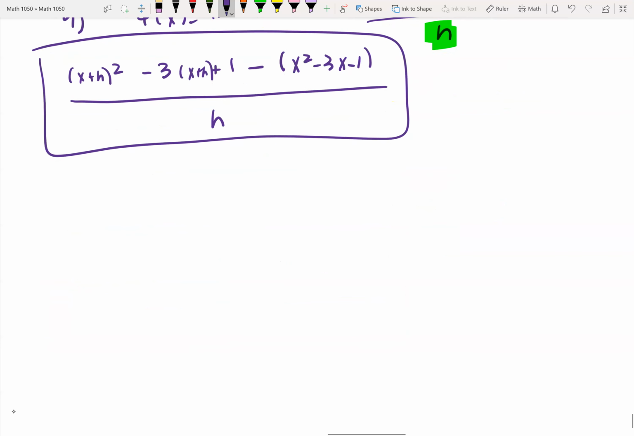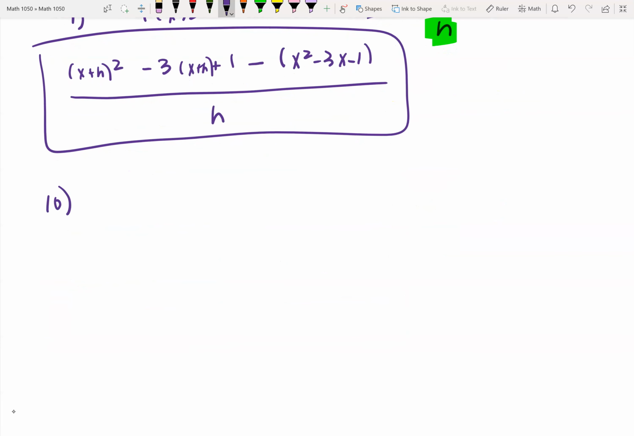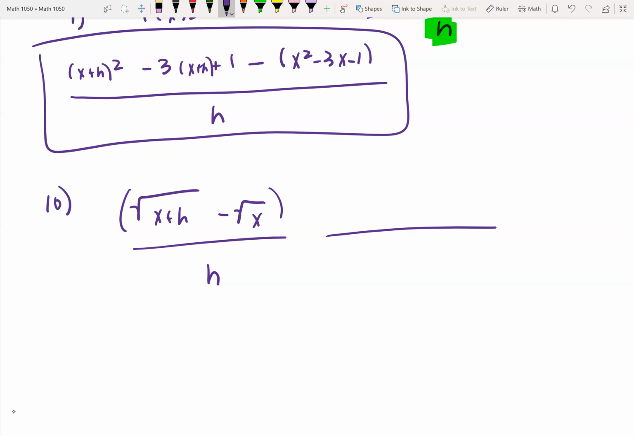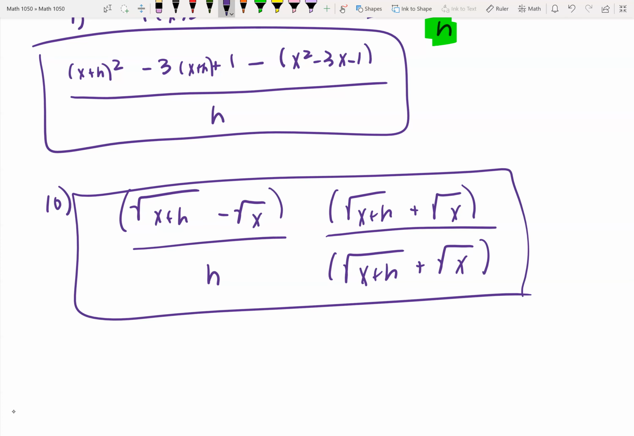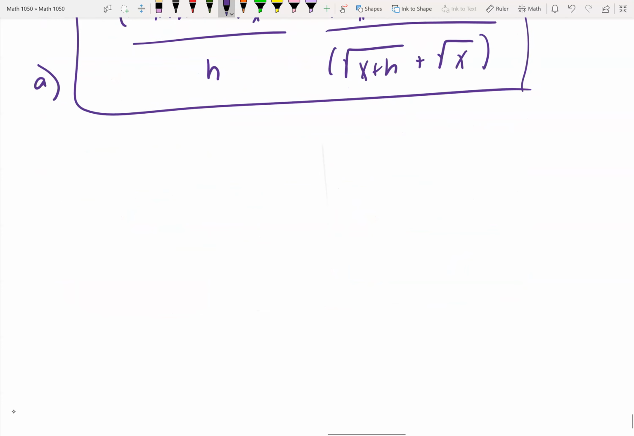Okay, question number 10. Which of these is a correct first step? Okay, so remember these are the weird ones. You've seen it a little bit. So they want you to simplify this, and what they want you to do is to rationalize the numerator. So you multiply the top and the bottom by the conjugate of the top. So it's the exact same thing that's on the top, except to put a plus in the center. So it looks like that, and your answer is A. Okay, number 11.